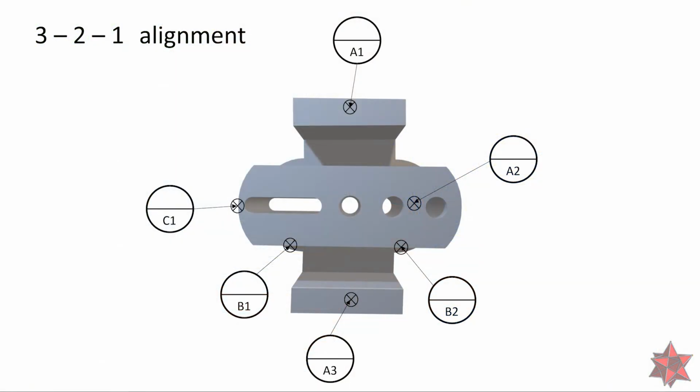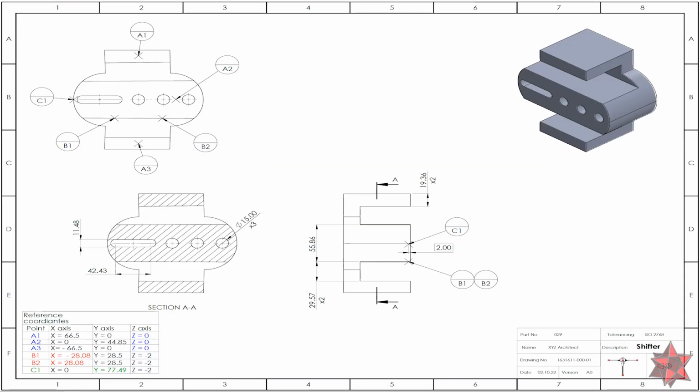In order to explain iterative alignments, I put together this part and its technical drawing right here, from which we are going to talk only about the alignment. So, these datum targets right here.